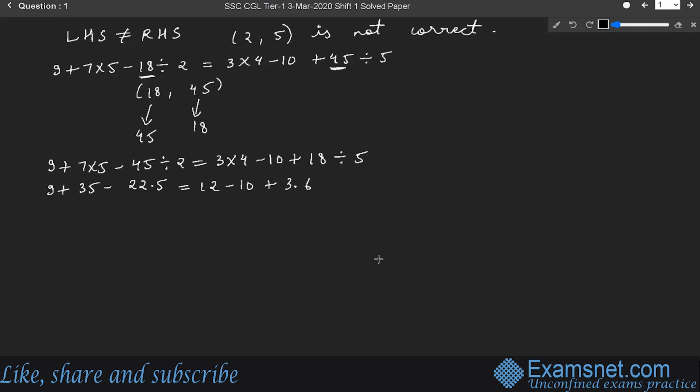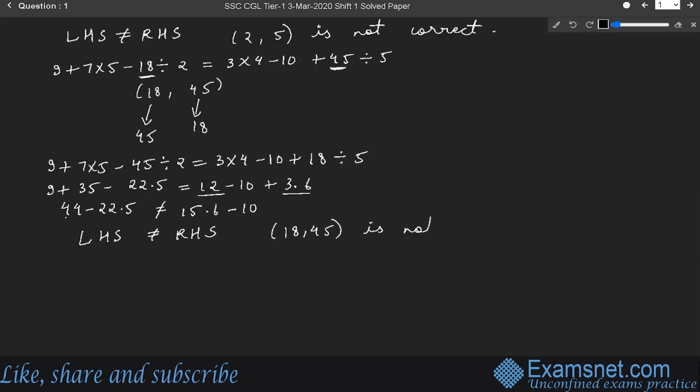Again, 9 plus 35 is 44 minus 22.5 is equals to 12 plus 3.6 will be 15.6 minus 10. Again, it is clear that 44 minus 22.5 will not be equal to 15.6 minus 10. So here also, left hand side is not equal to right hand side. Okay. So the second option 18 comma 45 is not correct.